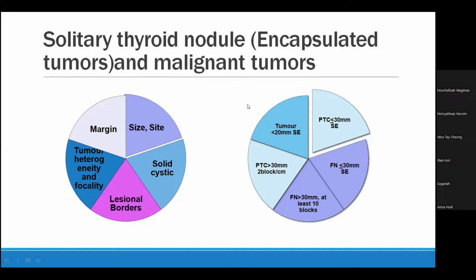Okay, this is from the RCPath dataset guideline. If the PTC is less than or equal to 3 cm, you have to submit entirely. Follicular neoplasm less than 3 cm, you have to submit entirely. If more than 3 cm for a follicular nodule, at least 10 blocks, or block as much as you can if you are worried about malignant transformation. And for tumor, any tumor less than 20 mm, that means 2 cm or less, you have to submit entirely. This is the pragmatic approach advocated by the RCPath dataset.